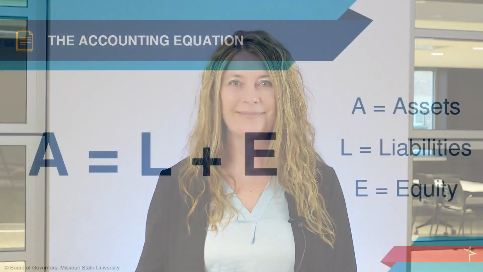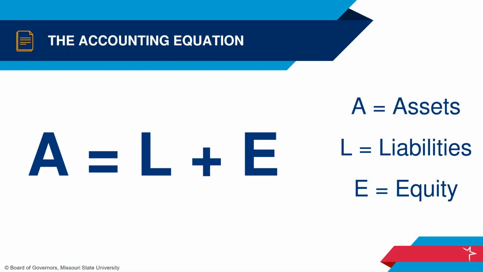In this section, we're going to cover some terminology to help you understand some accounting terms. Let's take a look at the accounting equation. Assets equal liabilities plus equity. Assets are all items of value, both tangible and intangible.